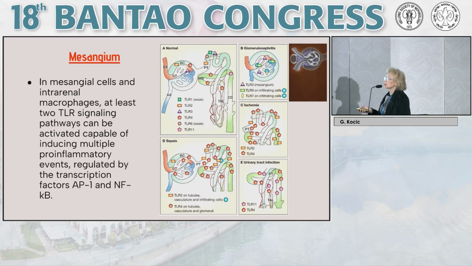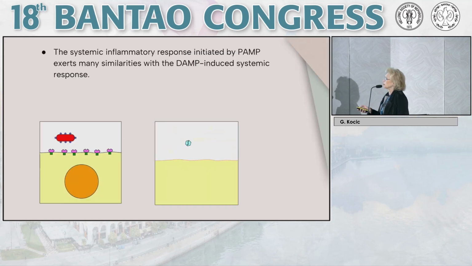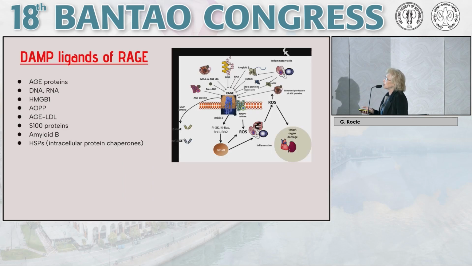As concerns the mesangial cells, they normally have a number of toll-like receptors, but we can see here that in the situation when we have PAMP, pathogen-associated molecular patterns, or DAMP, we have an almost similar signal transduction pathway.